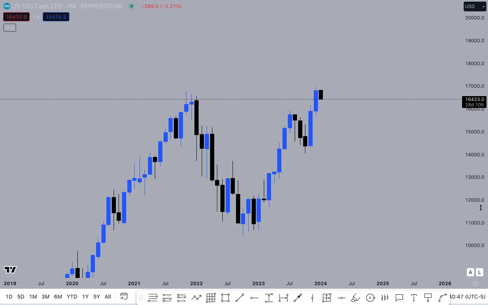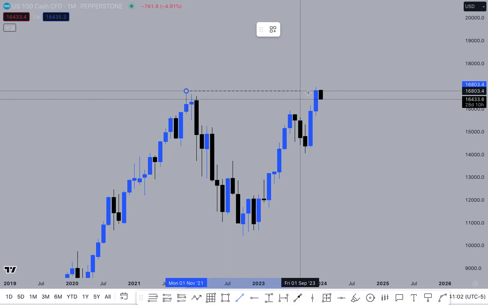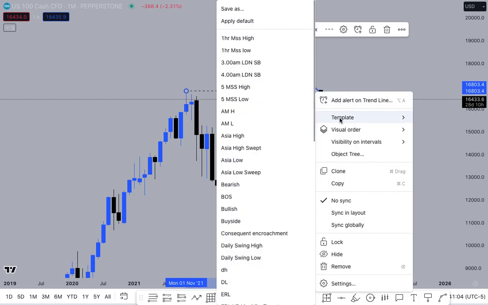NAS100 trade on Wednesday, the 3rd of January 2024. And we're going to start with a top-down analysis for our market maker model, and we're starting on the monthly. So nice and clearly we can see we've had a sweep here of this previous swing high.